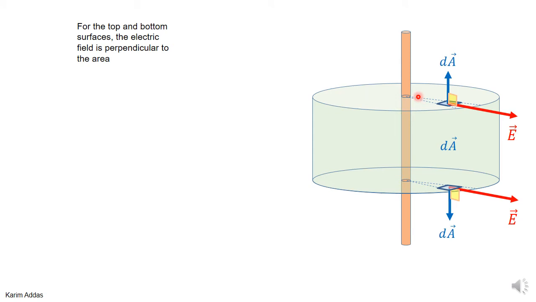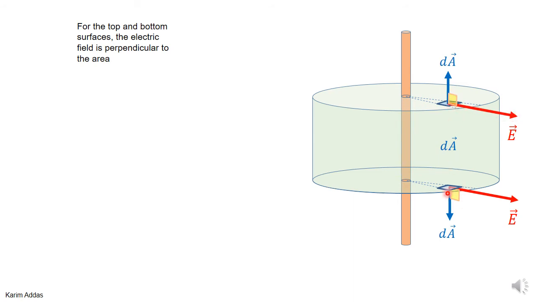Well, if you look on the top face or the bottom face of the cylinder, let's take an element of area on the top face. Of course, the area vector points perpendicular to the area and it points from inside to outside, so it points upwards. But the electric field vector points radially outwards, as we showed before. The angle between them then is 90 degrees.